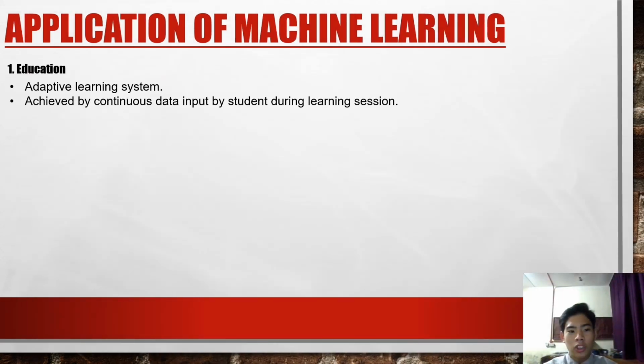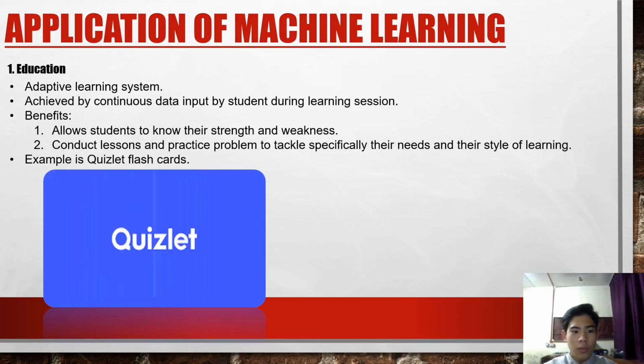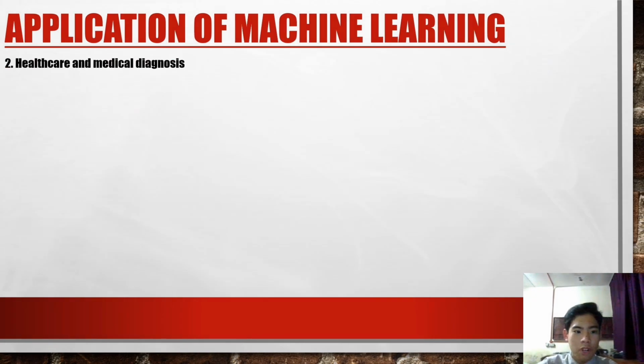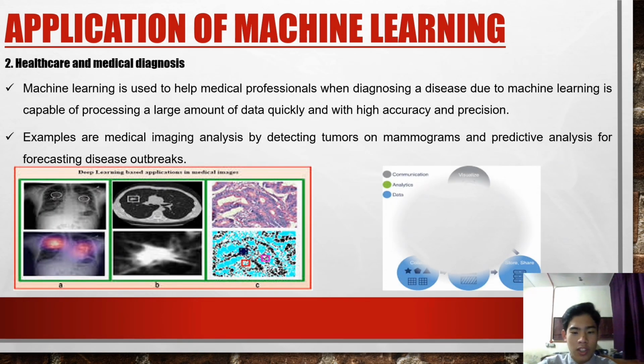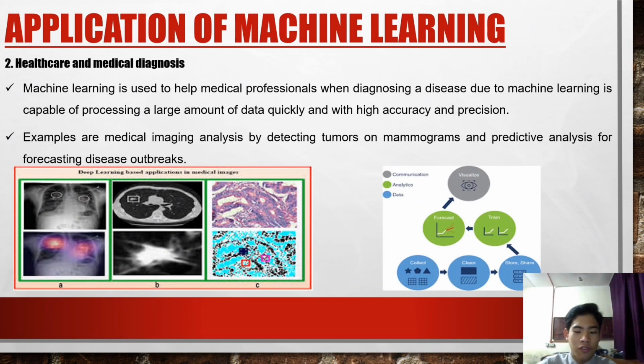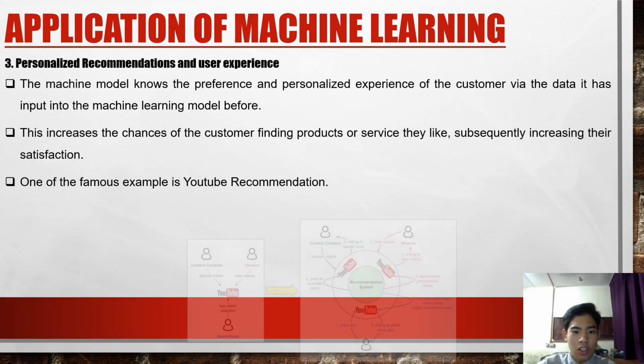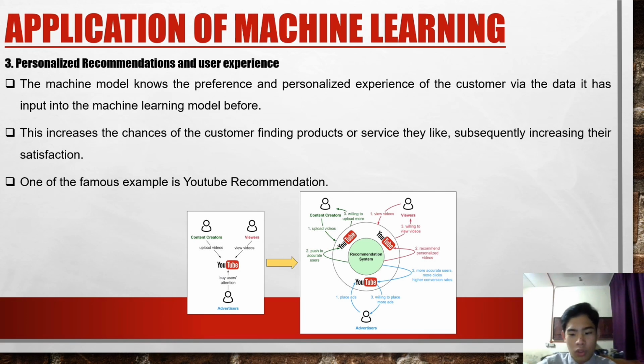Next up, we also have the application of machine learning, which first up is education, as shown in the Quizlet flashcards. Next up, we also have healthcare and medical diagnosis. Due to diseases always having patterns, machine learning is able to detect them. Next up, we also have personalized recommendation in user experience, where one iconic example is YouTube recommendations.